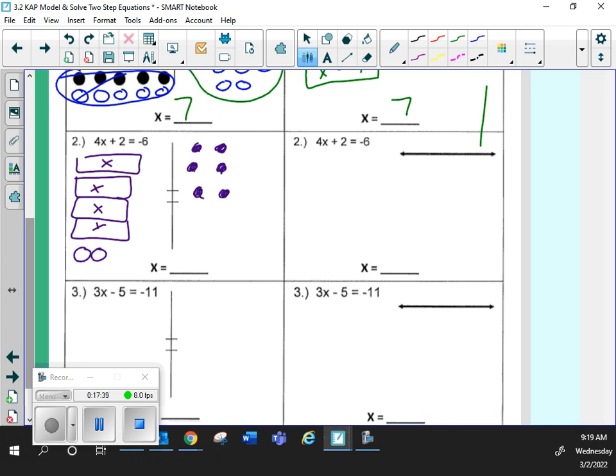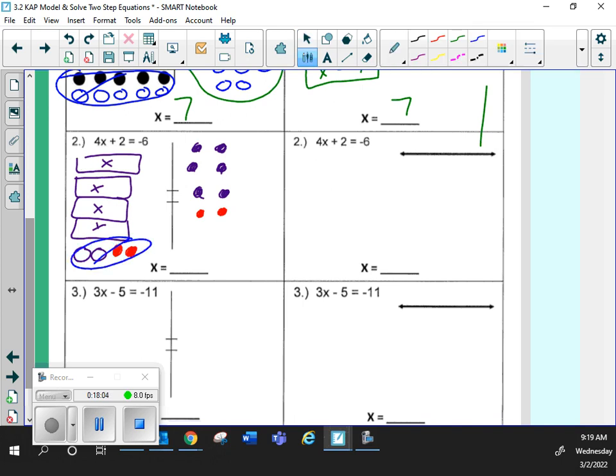Anthony, what should I do first to help get 1x by itself? That's negatives. How many negatives? 2. 2 negatives. Because, guys, those make, what are they called? 0 pairs. But now I'm unbalanced. Anthony, what do I need to do? Other side. Add another 2 negatives. Okay? Those cancel out. Bye-bye.